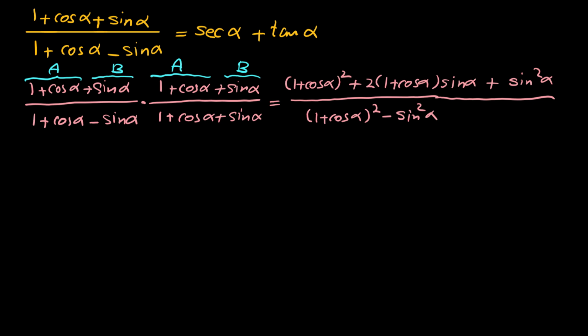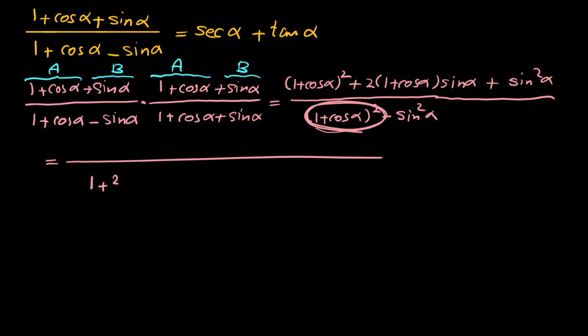Now let's simplify the numerator and the denominator. For the denominator, if we expand this, 1 plus cosine to the 2 is 1 to the 2, which is 1, plus 2 cosine alpha plus cosine to the 2 alpha, minus sine to the 2 alpha. This is the denominator.